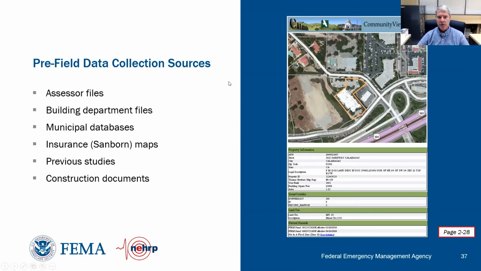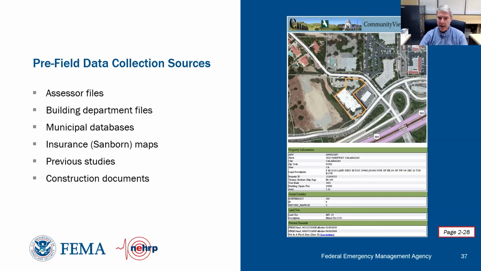Pre-field data collection sources for obtaining information about our building. There's quite a few sources. There's the assessor files that, again, are going to be jurisdictionally dependent in terms of how much information is there and recorded, but that can provide some information about your building. It certainly can provide vintage, which is one of the key parameters we'd like to have for code adoption dates.